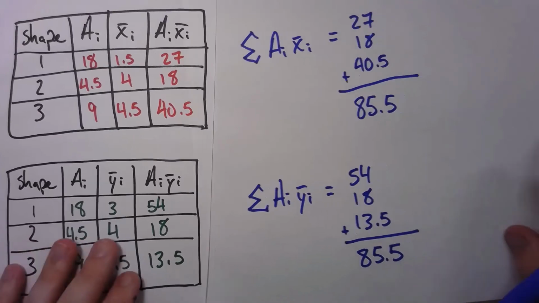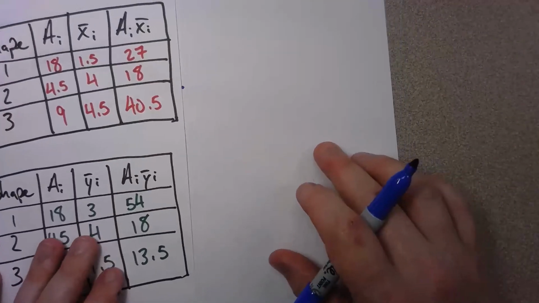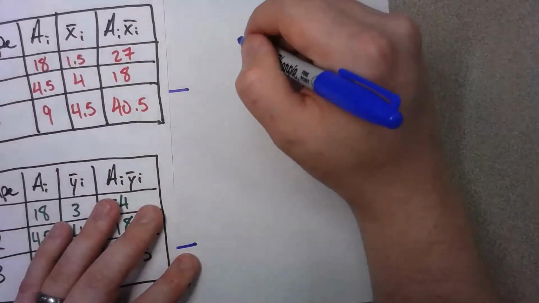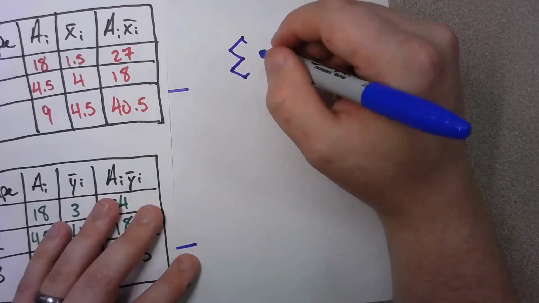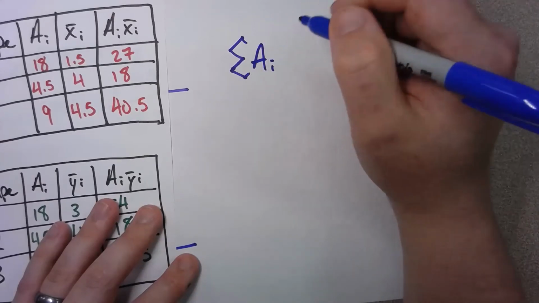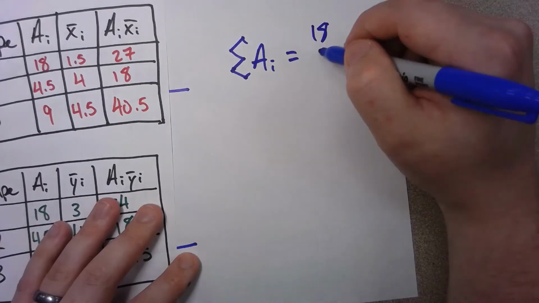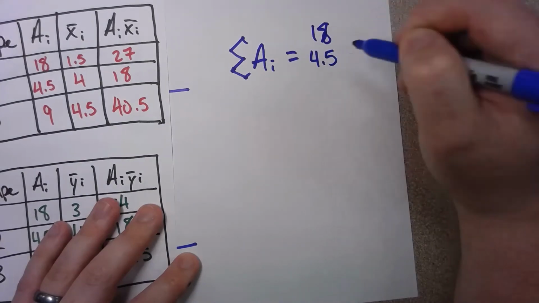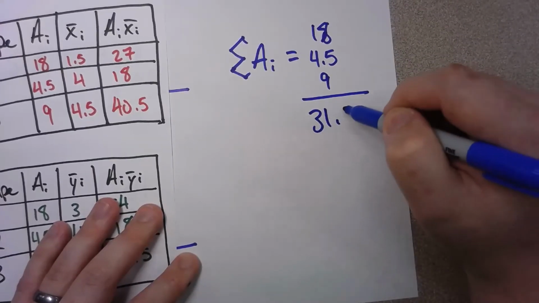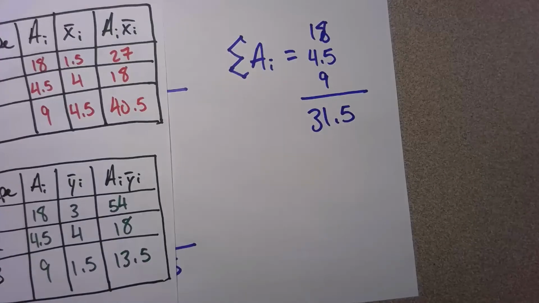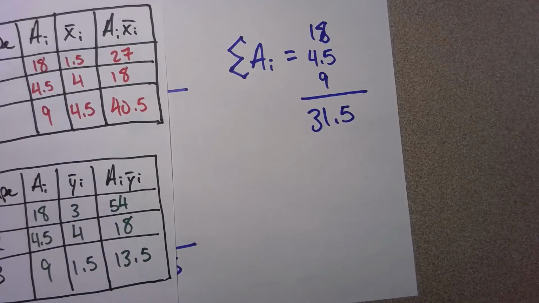Step 8 is a pretty easy one. Step 8, we're just going to sum up the bottom of our equations that we need. So the sum of the areas, and in this case it's going to be equal to 18 plus 4.5 plus 9, which is equal to 31.5. Okay. And then all that's left to do for step 9 is to solve our equations.